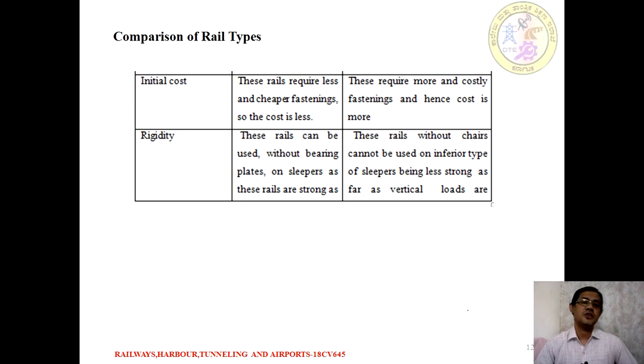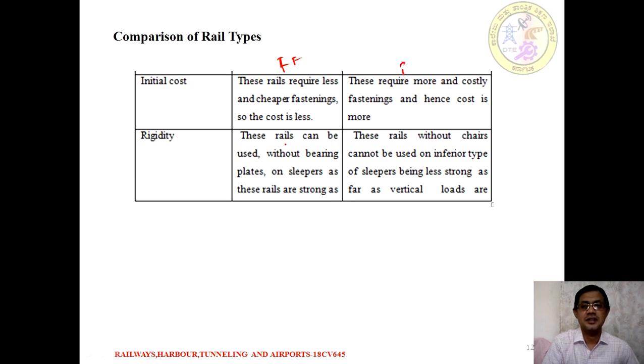The next parameter is the initial cost. The flat-footed rail requires cheaper fastening, so the cost is less.